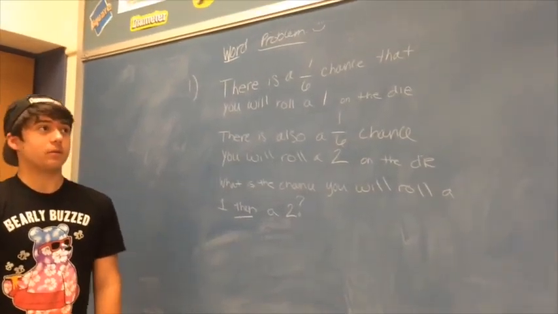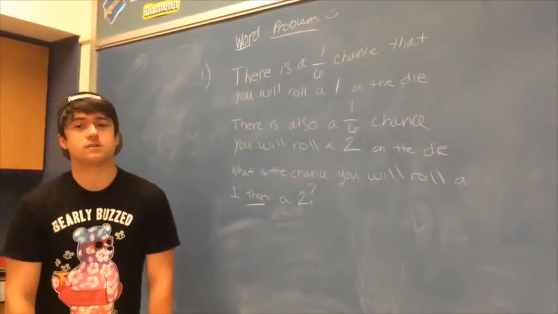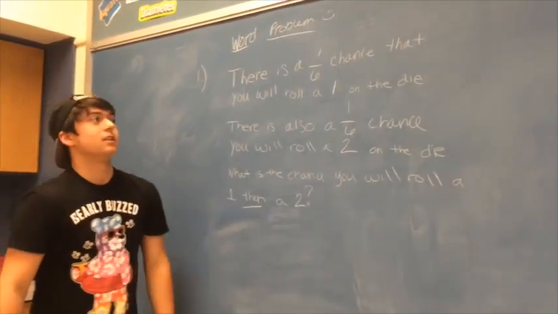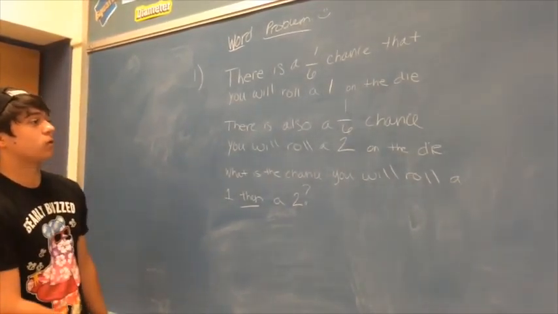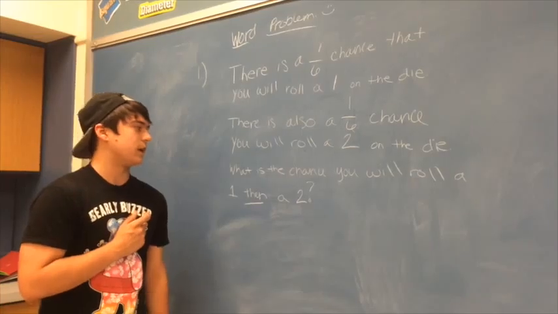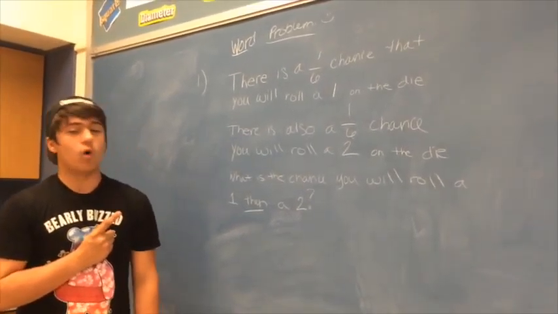Hi, I'm proj1 and I'm going to teach you how to do probability of multiple events. Here's my word problem. There's a 1/6 chance that you will roll a 1 on the die. There's also a 1/6 chance that you will roll a 2 on the die. What is the chance you will roll a 1, then a 2?